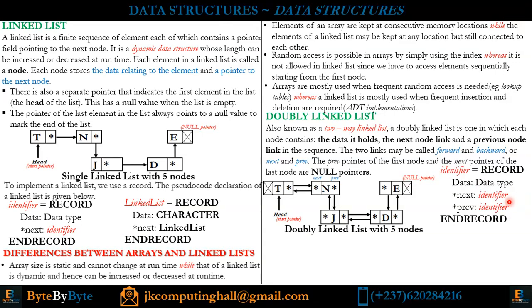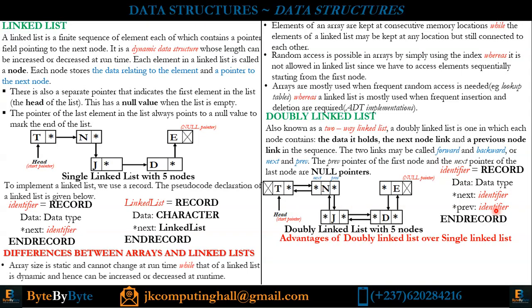In order to define a doubly linked list, I have my identifier record, then I have my data type. Next and previous are all pointers pointing to other nodes. That's why they are of the same identifier.